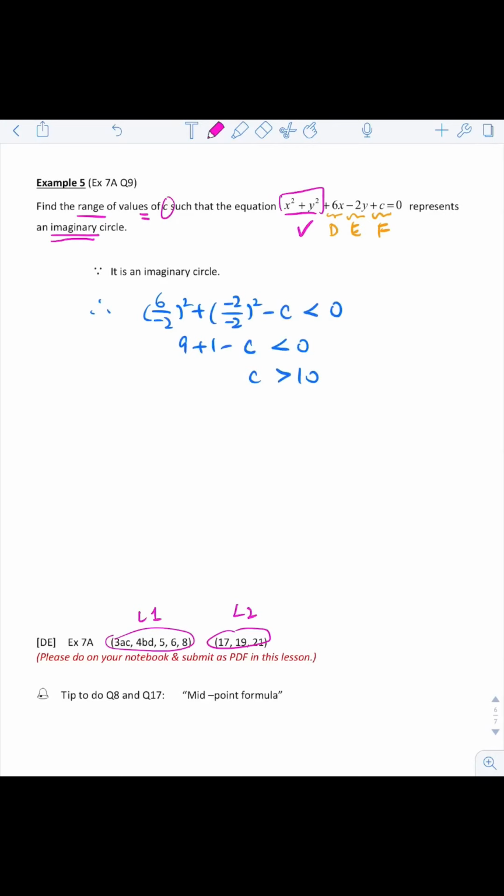And for doing these questions, you may also have to apply the midpoint formula you have learned in Form 3. The tip to do question 8 and question 19 is you have to find first the center of the circle, and then you apply the midpoint formula. Try yourself. Do it in your notebook and submit as PDF in this lesson.